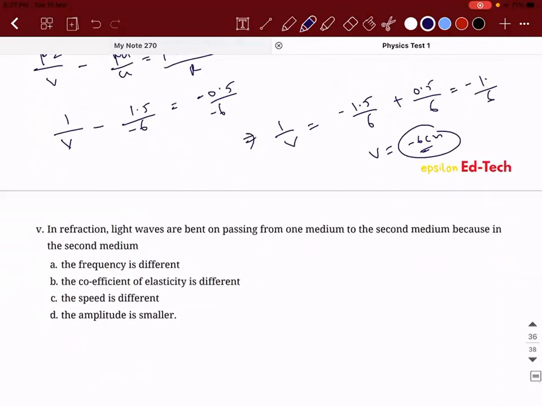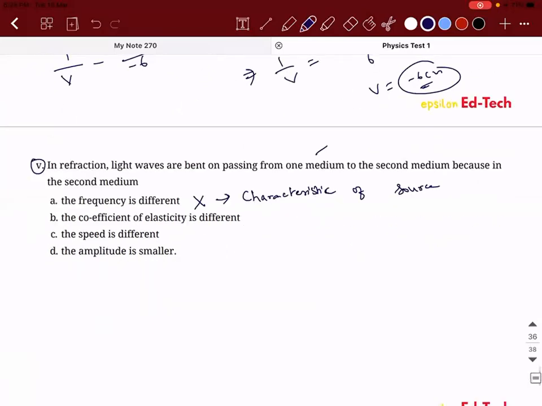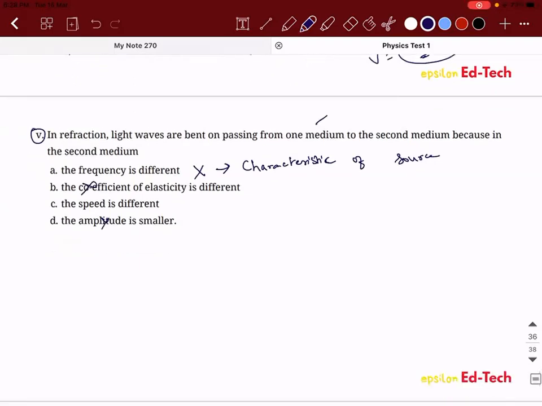Last problem: in refraction, light waves are bent on passing from one medium to the second medium because in the second medium, what is different? Frequency is different? No. Why? Because it is the characteristic of the source. The coefficient of elasticity is different. The speed is different. The amplitude is smaller.